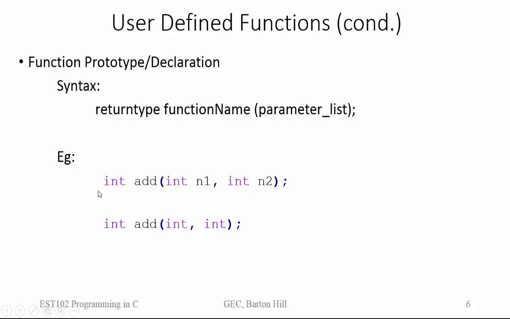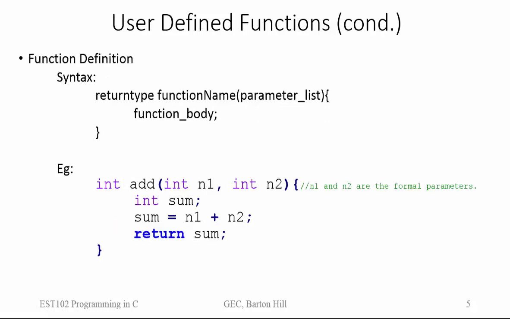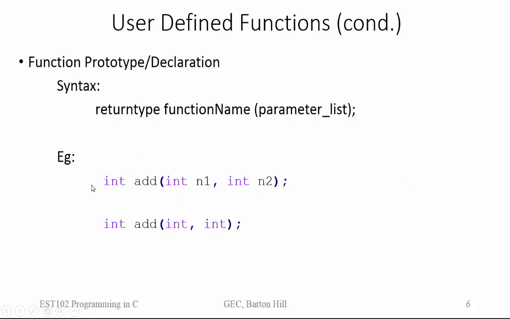This is the function prototype of the add function that we explained in the previous slide, that is this one. So this is the function definition and this is the corresponding function prototype. This is the first line of the function definition: return type int, function name add, then inside parentheses int n1, int n2.